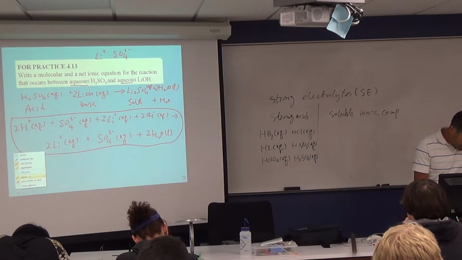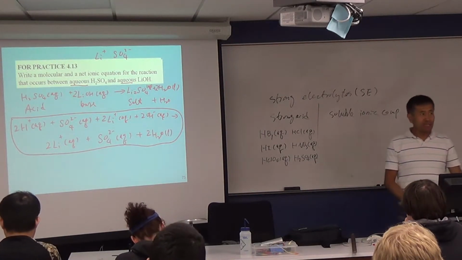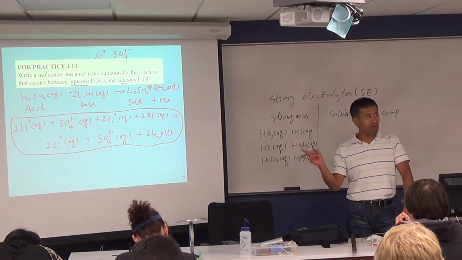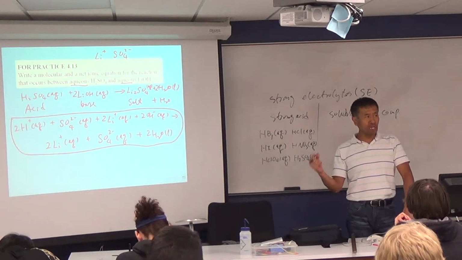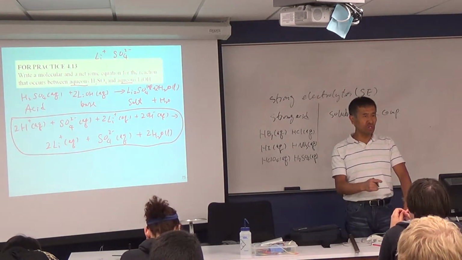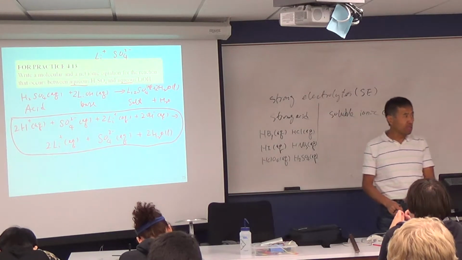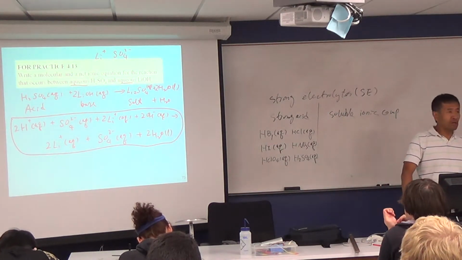I want you to emphasize that word. Complete does not mean it's completely separated, every formula in the molecular equation. You only separate some of those aqueous species, and forget about the liquids, the gases, and the solids. So how can you get the net ionic equation from this complete ionic equation?